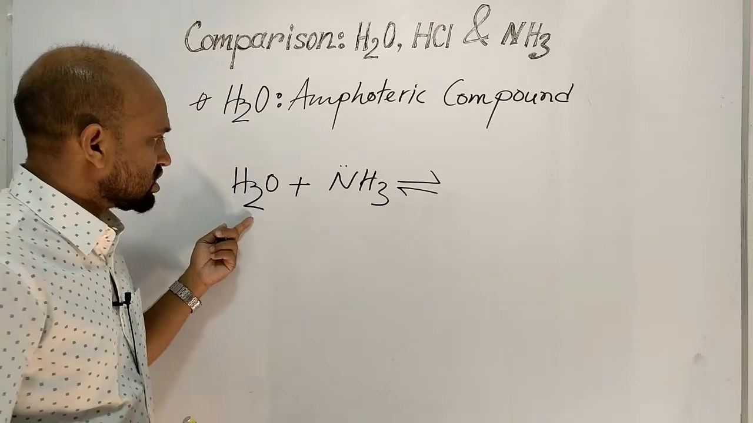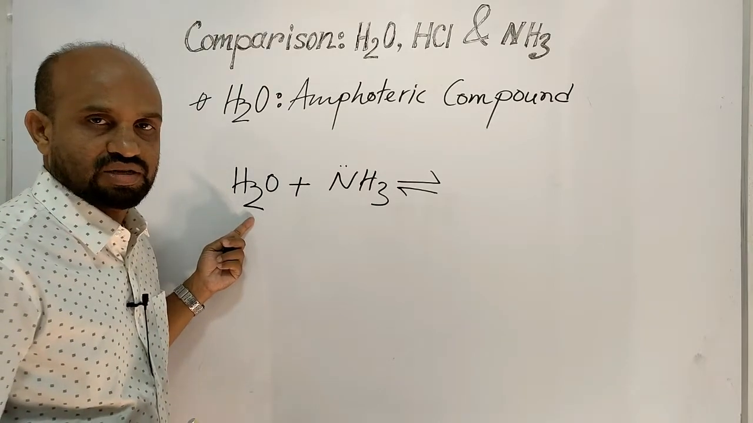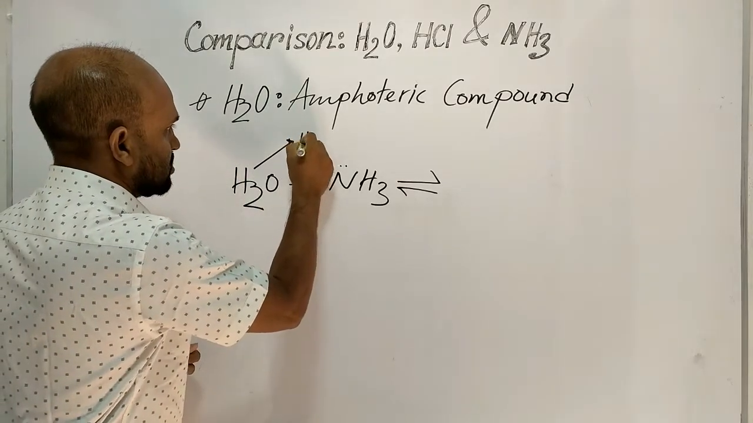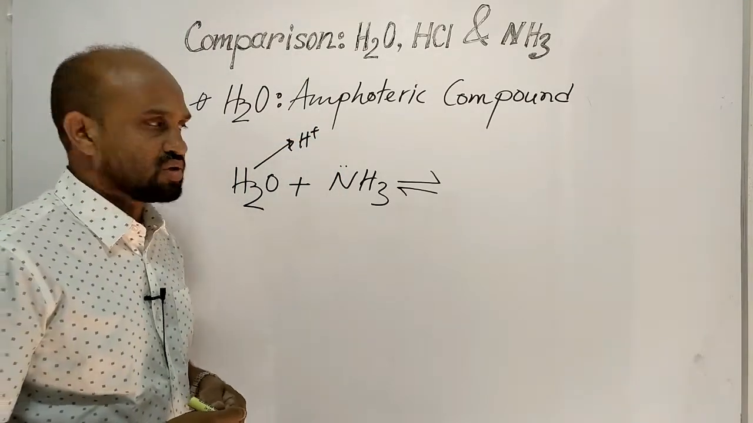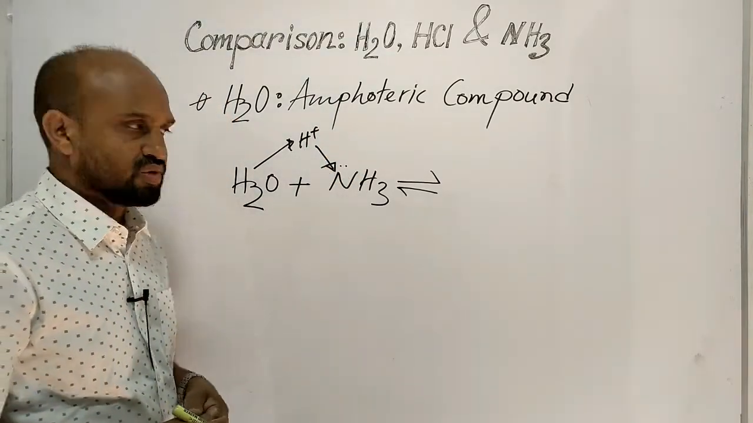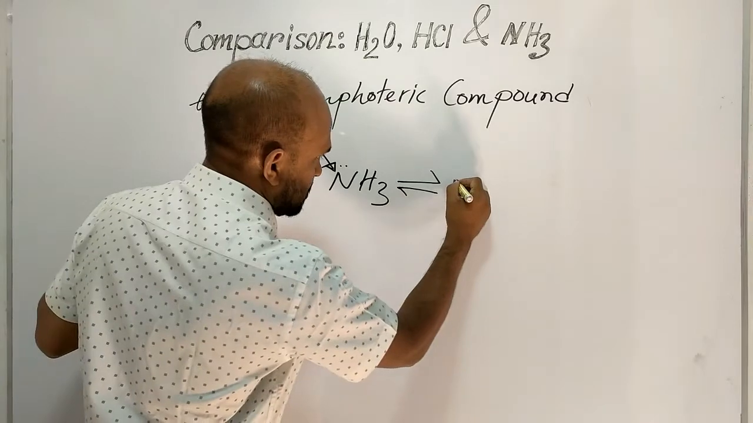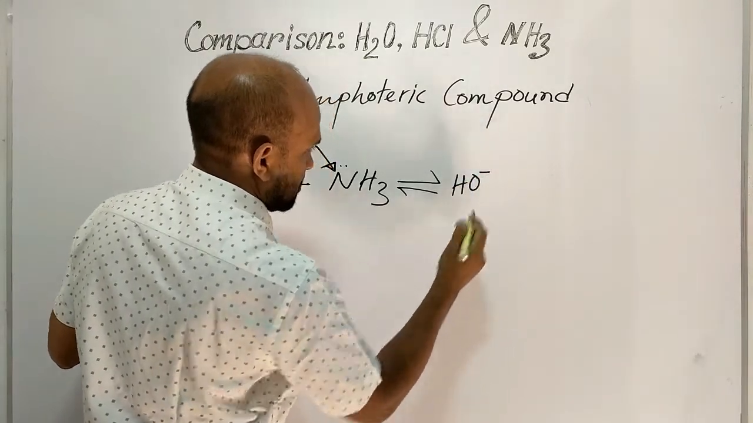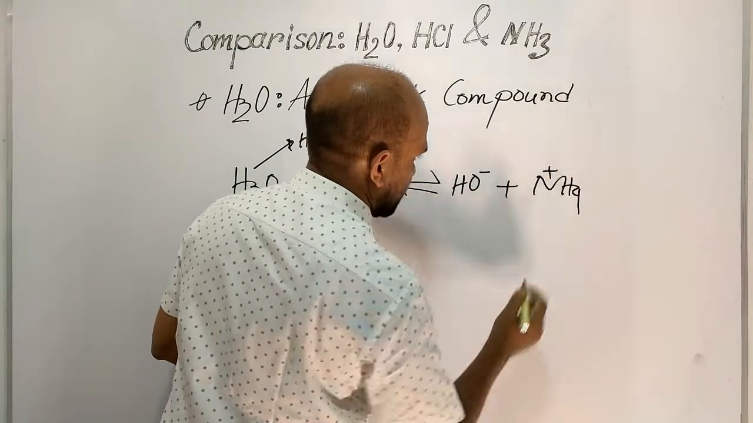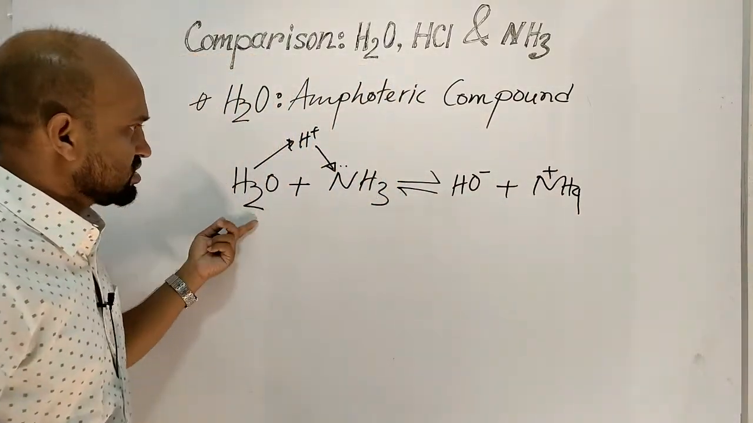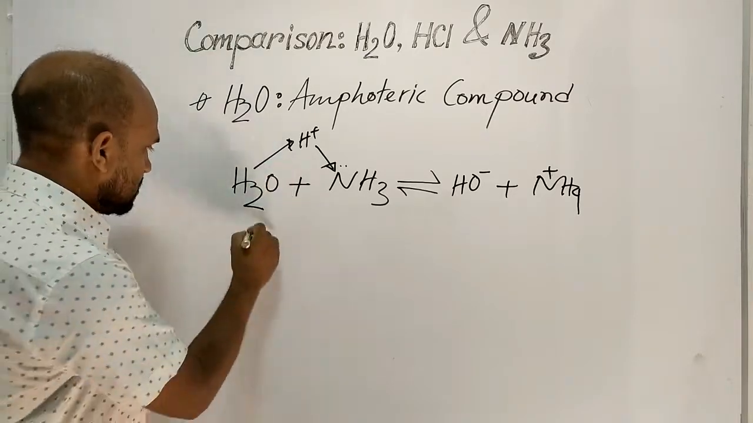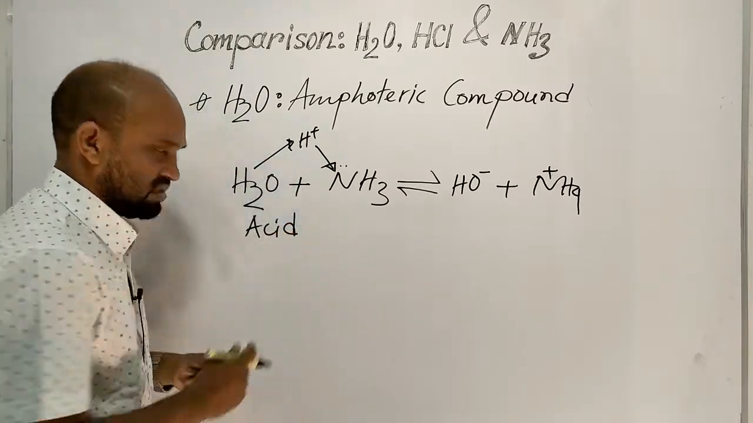That means water can act as acid in this reaction, so it will donate proton and ammonia will accept that proton. After donating proton, it becomes hydroxide ion and ammonia becomes ammonium ion. So in this reaction, water donates proton. So here water is acid.